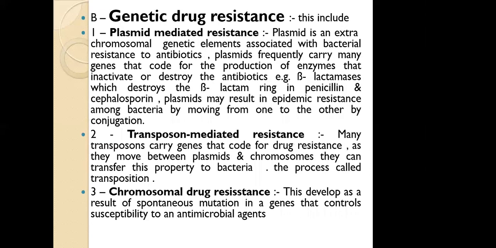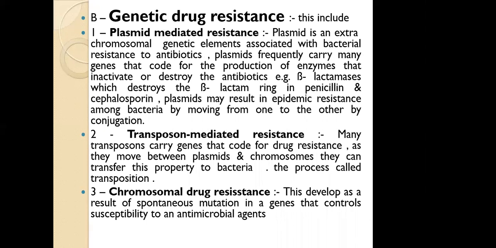Genetic drug resistance occurs by several mechanisms. The most important antibiotic resistance is the plasmid-mediated resistance. The plasmid is an extrachromosomal genetic element, self-replicating, associated with bacterial resistance to antibiotics.